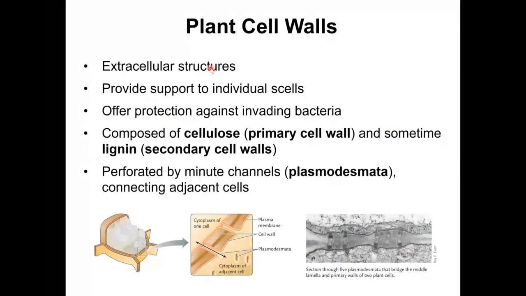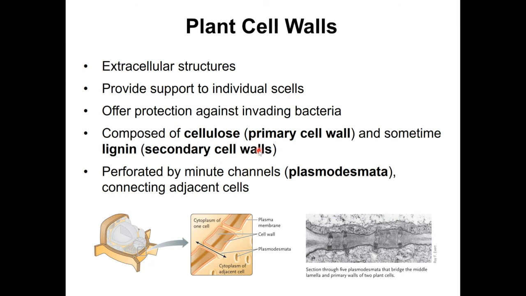Last structure for plants is the cell wall. Not all eukaryotic cells have a cell wall, but plant cells do have one. It is a structure that gives rigidity to the cell. All cell walls contain cellulose. You remember that's a polysaccharide formed by beta glucose. Cellulose fibers joined together by hydrogen bonds make the cell wall extremely strong and rigid.